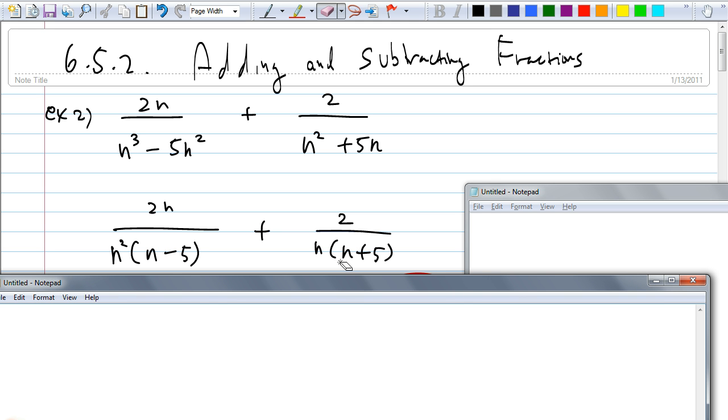By the way, now that I have factored the denominators, who thinks they know the LCD for this? Raise your hand. 2 people? 3? Lara?